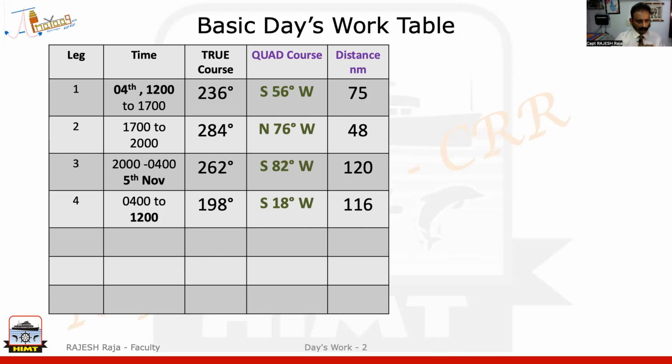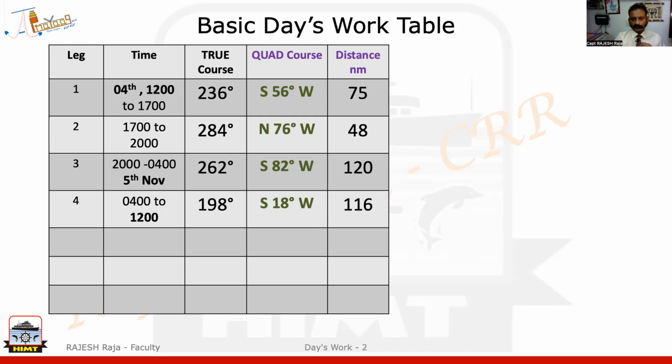I've written 12 o'clock to 1700, I did 236. Then 1700 to 2000, I did 284. 2000 to 4 o'clock next morning, it was 262. And 4 o'clock till noon was 198. Now the whole thing is much clearer than what was given to you in the question. There's something additional I have done.